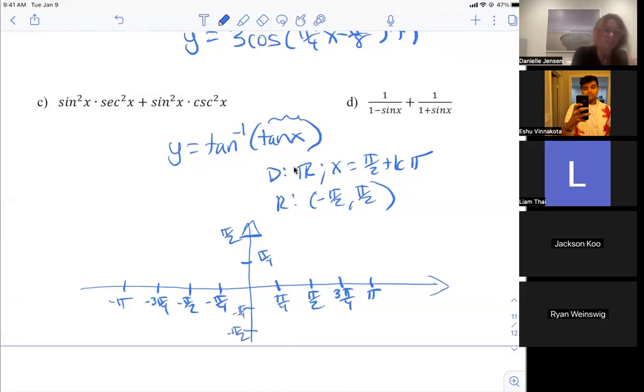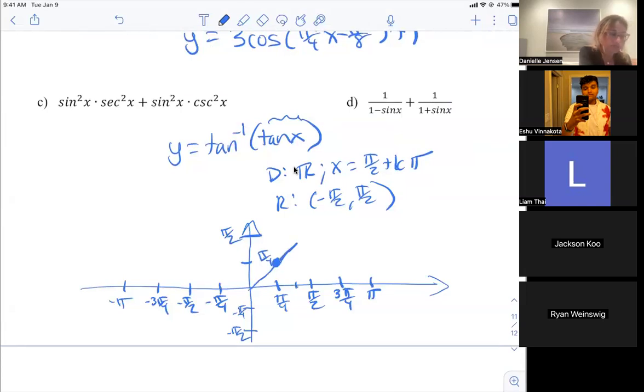Okay, so let's see if we can figure this out. When I put in pi over 4, tangent of pi over 4 is 1, inverse tan, so it'll be pi over 4, right? It'll be exactly the same until I get to pi over 2. Even if I put in something like 3 pi over 8, something in between here, it would still be outputted the same.